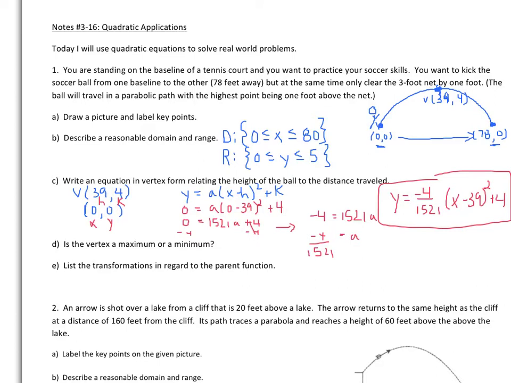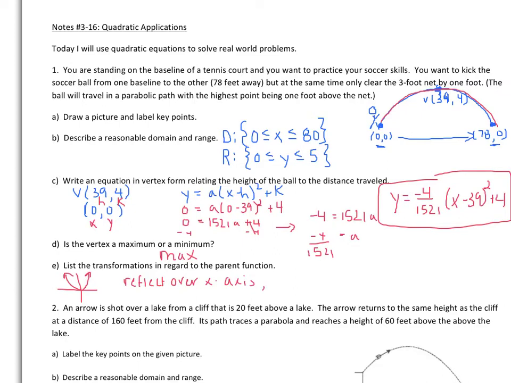Okay, the next question is, is the vertex a max or a min? Well, because it opens down, the vertex is a max, because it's at the top of the parabola. And then list the transformations in regard to the parent function. So this is based off of the quadratic parent function, which, if you'll remember, is at the origin 0, 0. So from this parabola to the parabola in our problem, which is this one here, what are the transformations? Well, number one, it reflected over the x-axis.